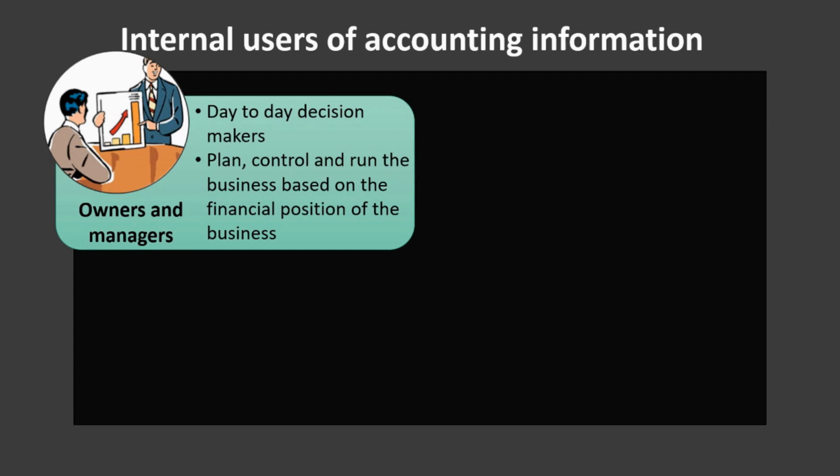They are known as day-to-day decision makers, so they need this information to make those decisions. Like, should we sell a particular good at a particular price, or are we going to buy the supplies from a certain supplier? Decisions will be made day to day. They plan, control and run the business based on the financial position of the business. So if they are earning a profit, they will continue like that with more promotions and so on. But if they are having a loss, they have to think of other ways to earn a profit. That can only be done if they prepare the financial statement with the help of accounting information.